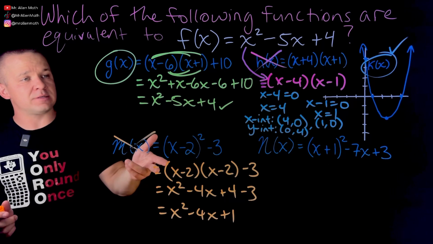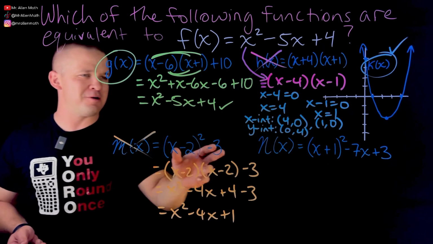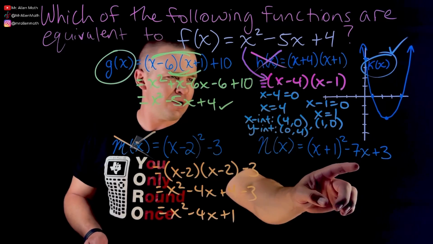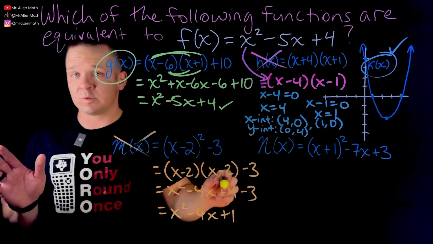But what about n of x? It's like a not quite vertex form, kind of weird, right? We have that binomial squared vertex form thing, and we have the plus 3, but this minus 7x throws it all off. But who knows? Let's see what happens. See what it looks like, okay?